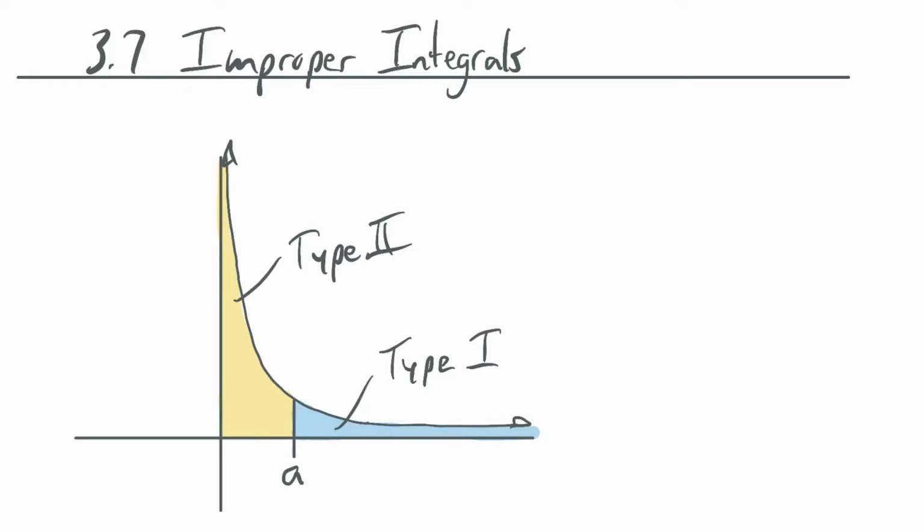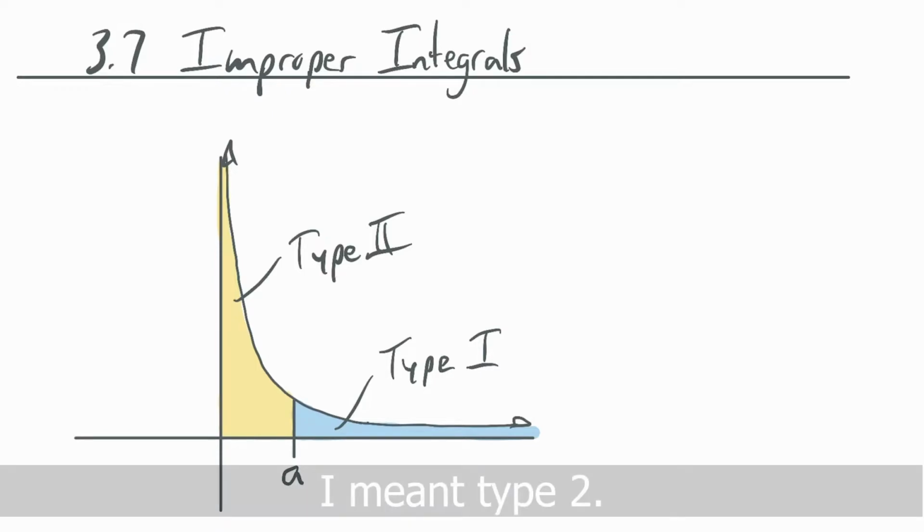There are two main types of improper integrals. Type 1 is where you are finding the area under a curve from some starting point, we'll call it A, out to infinity. And you can see why that would be weird. Like, where do you stop? Where does the definite integral stop?